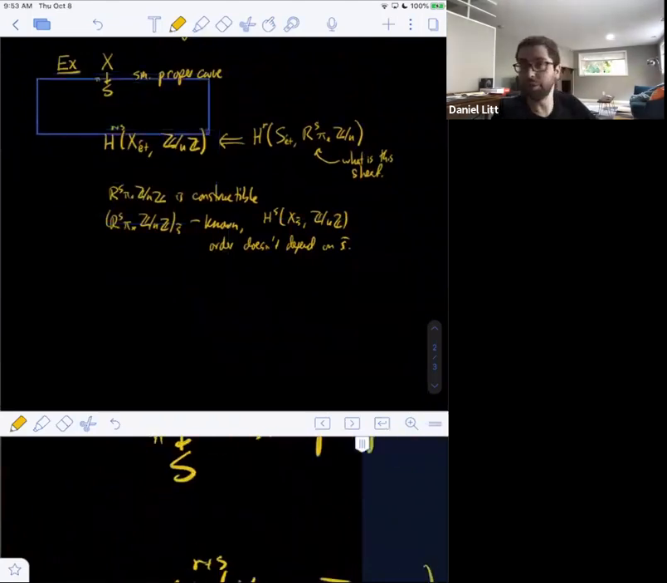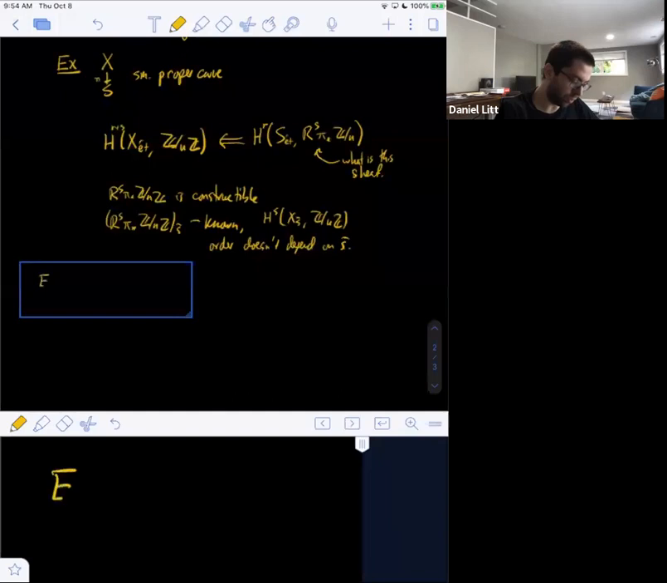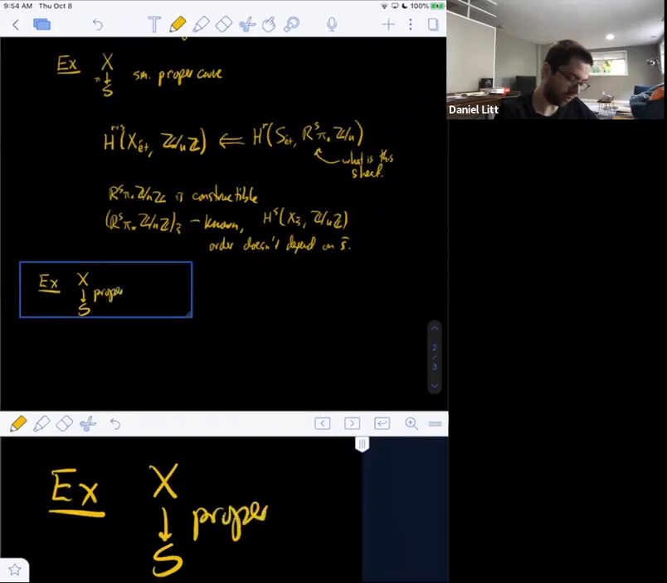Okay, and then there are techniques for computing, let's say if S was a curve, well, I think we probably won't be able to cover it in this class, but there are techniques for computing at least the ranks of the cohomology groups of a locally constant sheaf on a curve. For example, the Grothendieck-Ogg-Shafarevich formula. So more generally, what if X to S was just a proper curve, not necessarily smooth?